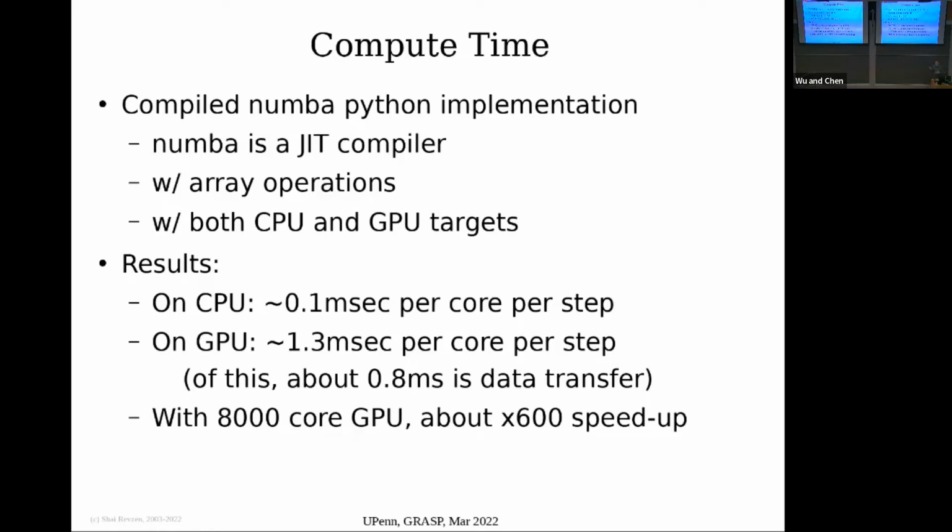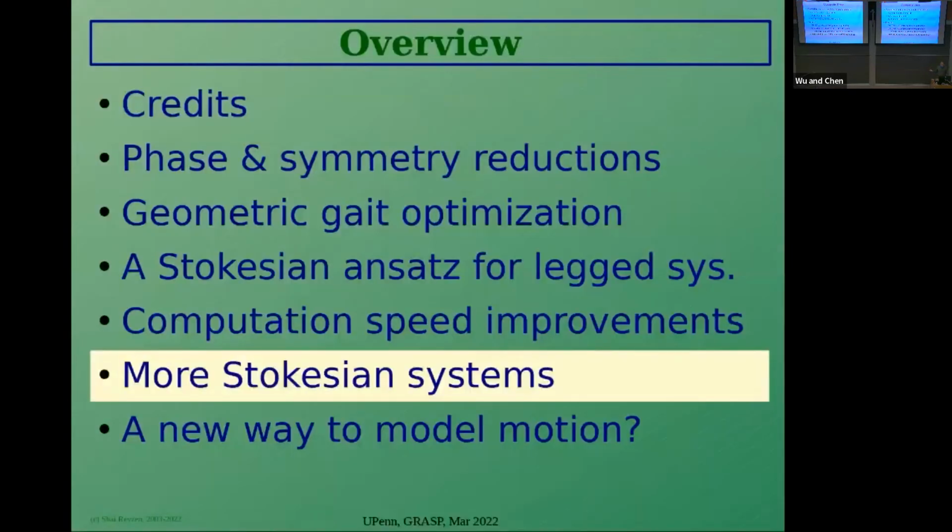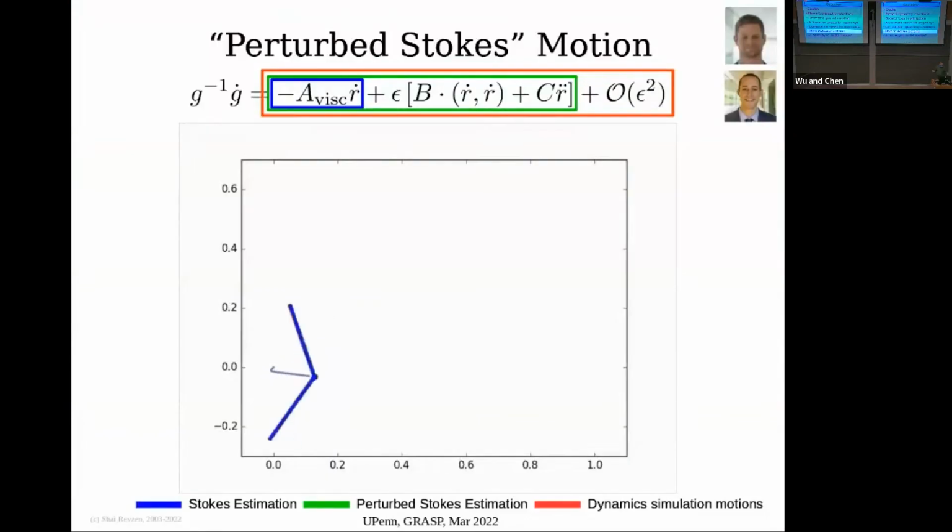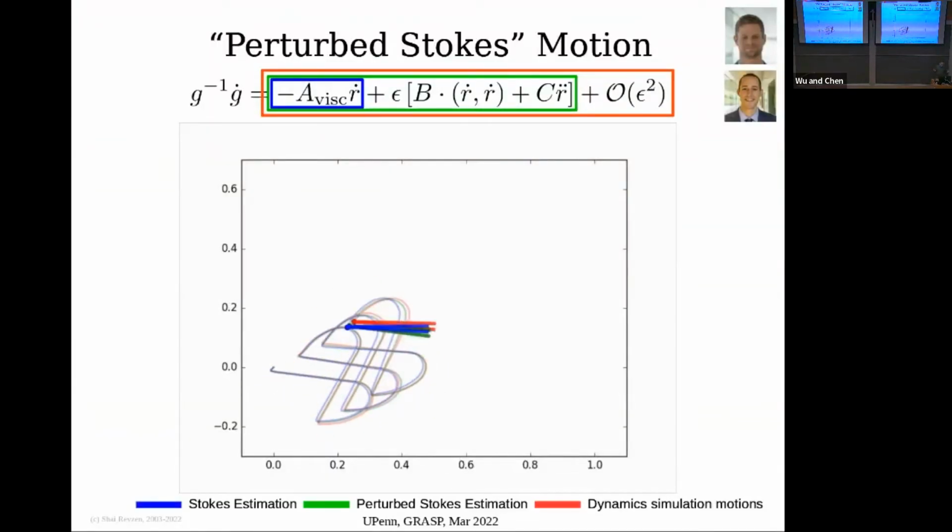So we get about 600 times speed up by using a GPU. We got another 20 times speed up by using our ansatz. That's starting to look pretty good. So this is for Stokesian systems. What other kind of systems might there be that are Stokesian? We showed some of this for legged systems, but I really had to include this, which is where Matt showed us that systems can be Stokesian even when there's a little bit of momentum.